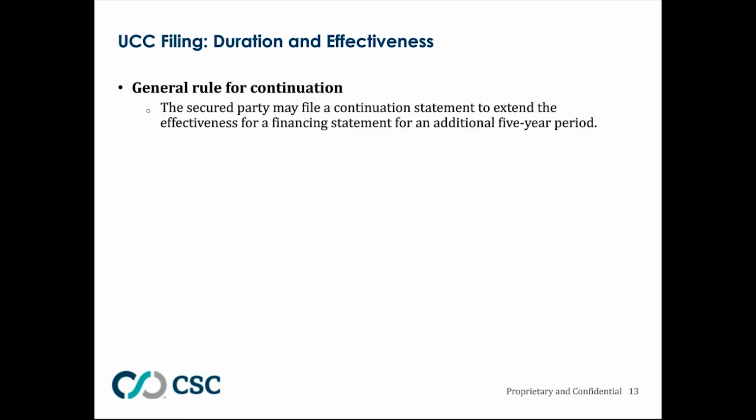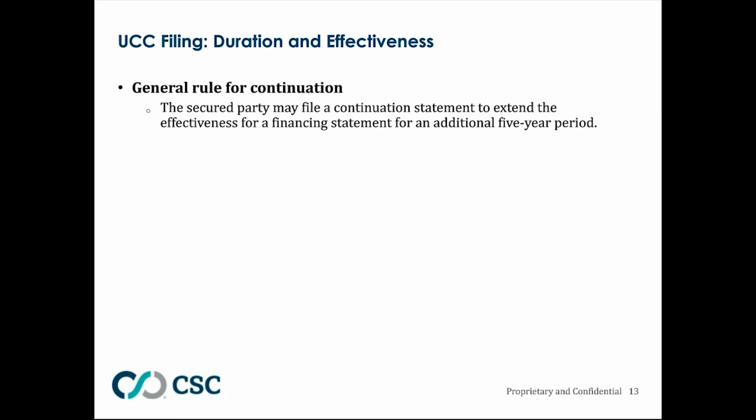A 5-year duration and effectiveness may not always be enough, and for that reason, Article 9 does provide a rule to allow the secured party to extend the effectiveness beyond the initial 5-year period, and that is done by filing a continuation statement. The general rule upon filing a continuation statement is that the secured party can file that, and it will extend the effectiveness of the financing statement for an additional 5-year period.